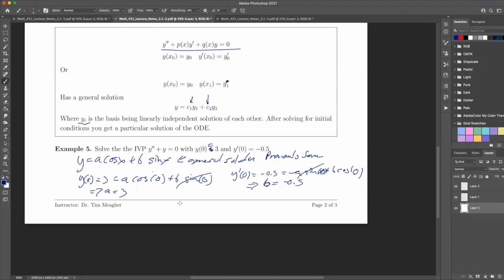And then I have my particular solution: y is equal to 3 cosine x minus 0.5 sine of x. Once we found the coefficients here, we have our particular solution. And we call this the particular solution.